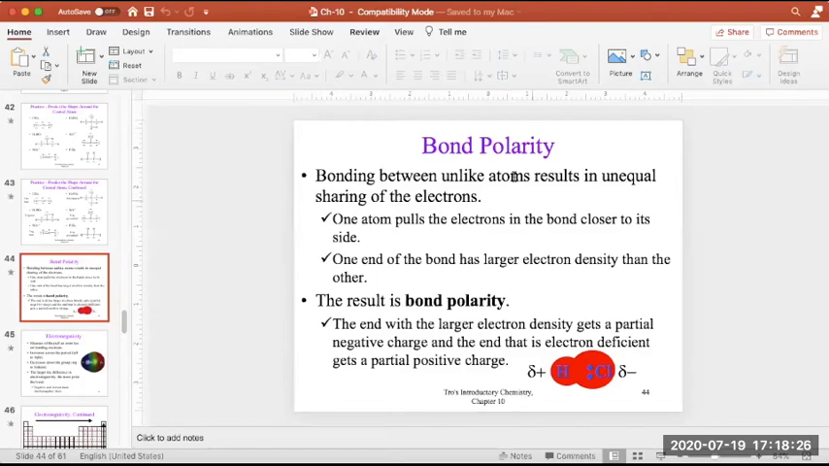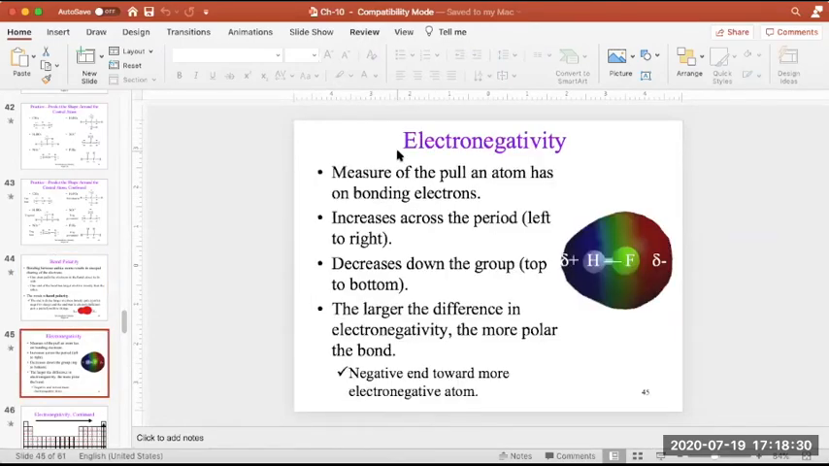So we only talk about the bond. So like I said, how would you decide which atom is stronger? You can assign which atom is stronger through the concept of electronegativity. Electronegativity is the measure of the pull an atom has on bonding electrons, so how much pull an atom can exert on the bonding electrons. And then you need to remember this.